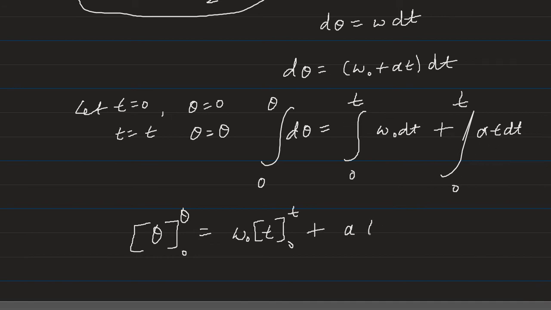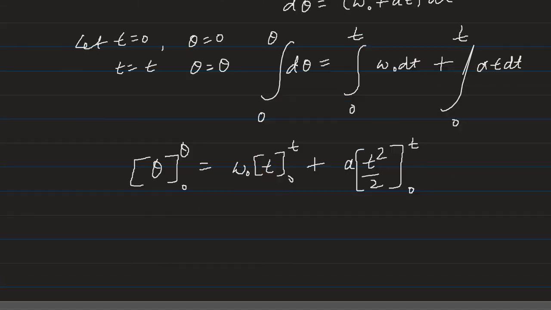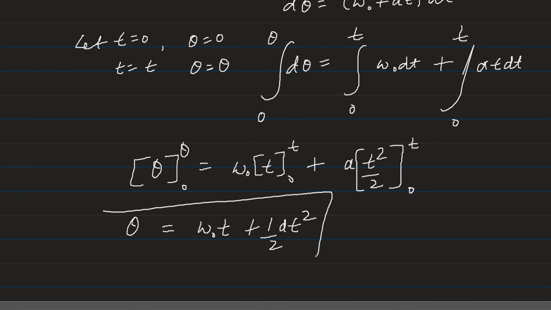So t dt integration is like t square upon 2, and limits are from 0 to small t. So we'll put the limits there and get our equation. This is theta minus 0, lower limit is 0, so it is simply theta. And this is omega naught, again lower limit is 0, upper limit is t, so it is omega naught t plus half alpha t square. So this is our second equation of motion in the rotational kinematics, or in the rotational motion.